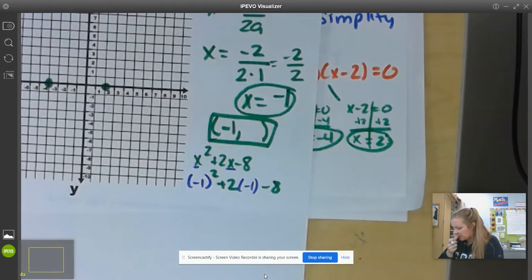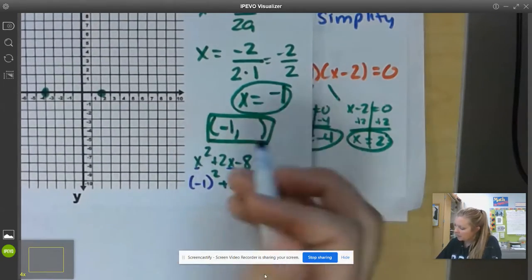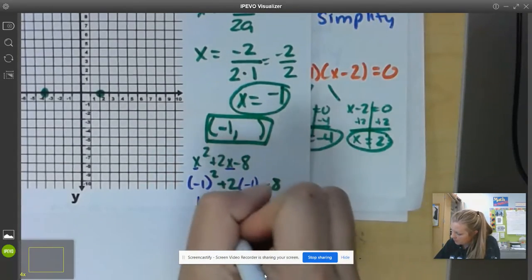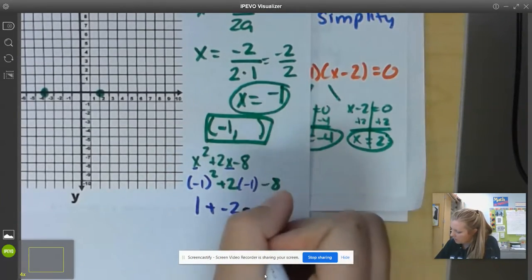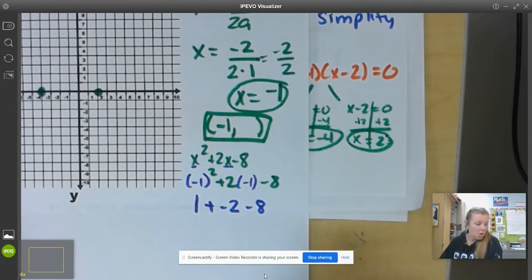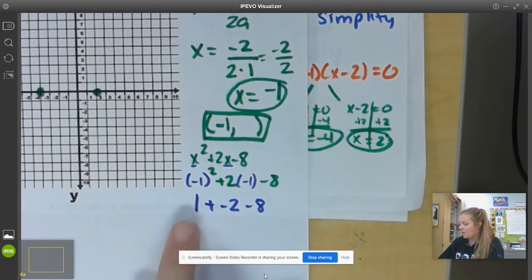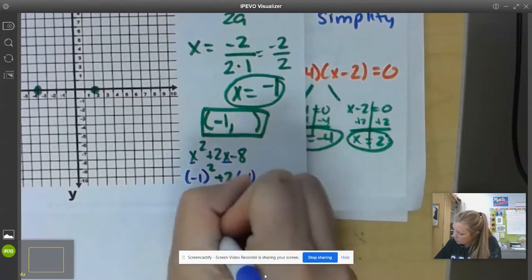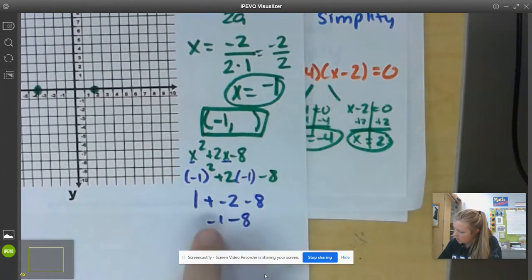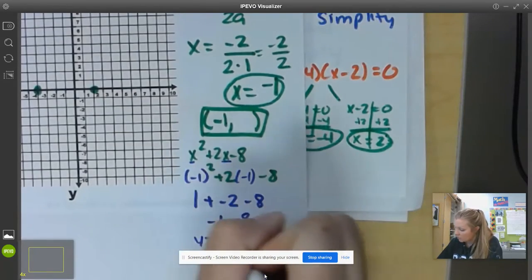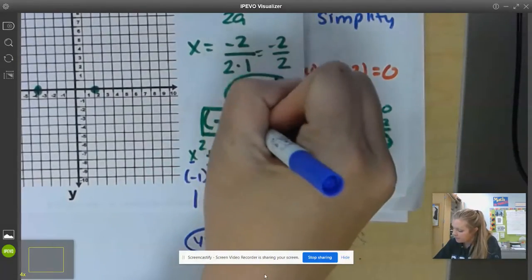Now I'm going to do the math. -1 times -1 is 1. 2 times -1 is -2, and I still have a -8. So you can just do this in your calculator, 1 plus -2 minus 8. But 1 and -2 is -1. -1 and -8 is -9. So my y value is -9.